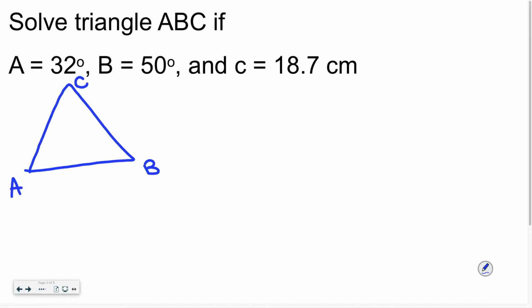Okay, so draw a triangle and label A, B, C for your angles. Okay, and what we know is that A is 32 degrees and B is 50 degrees, and that side C is 18.7 centimeters.